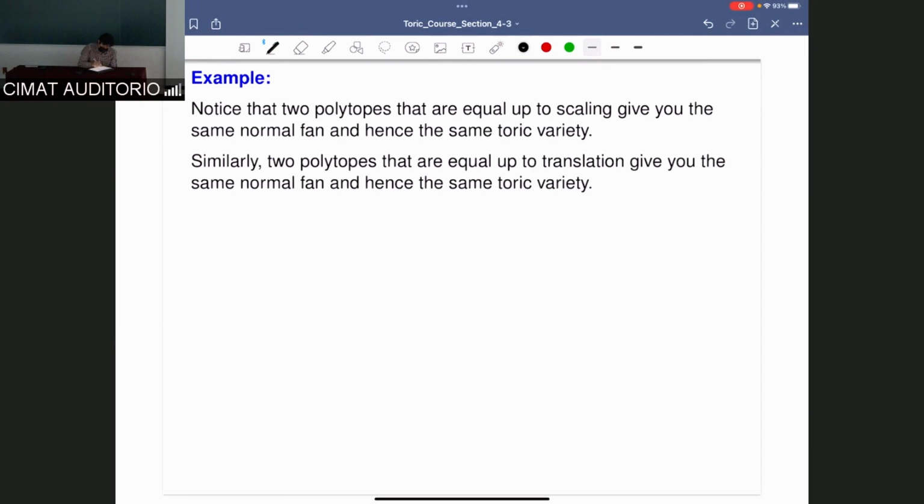Okay, so notice the following. With this construction, polytopes that are equal up to scaling give you the same normal fan and hence the same toric variety. So let's see that.